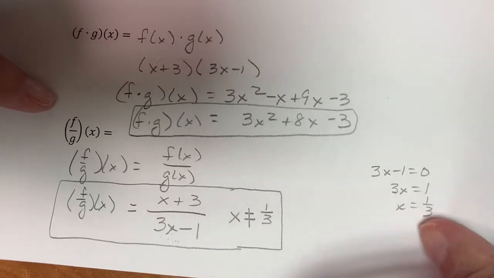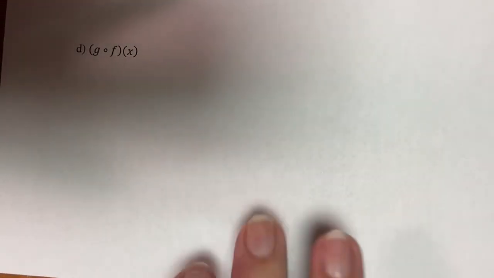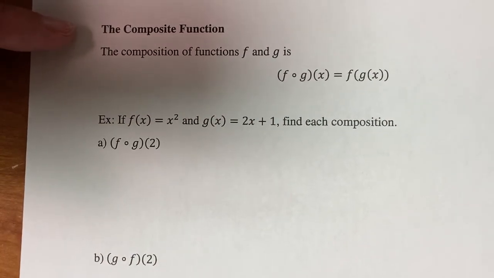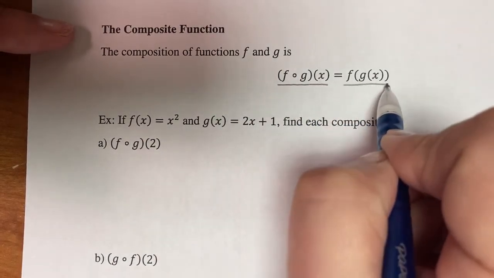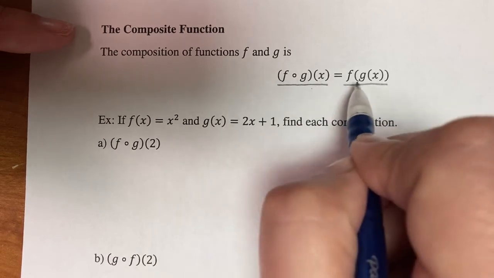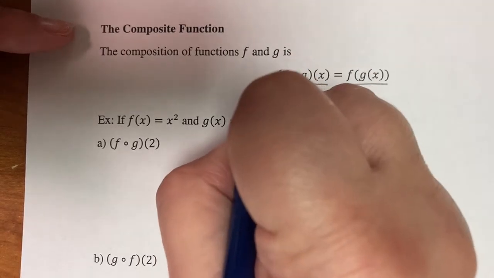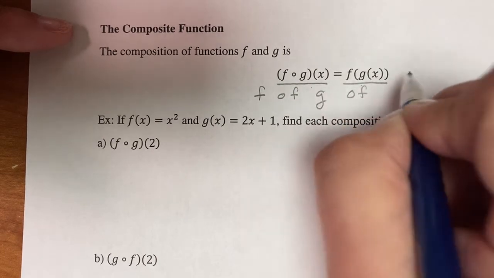All right, so there are your four basic operations. Those shouldn't be too bad. We have another operation that we do with functions, and it is called the composition of two functions. There are two different notations that you're going to see. This notation right here is exactly the same as this notation. They mean exactly the same thing. They are both read f of g of x.